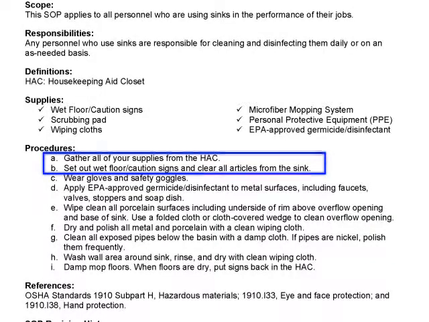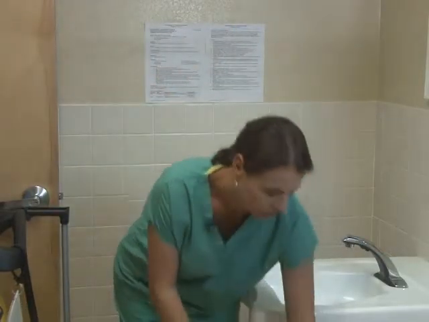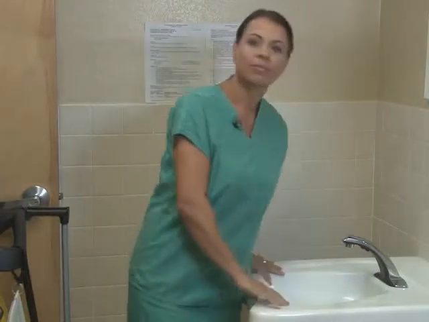Steps A and B of the procedure display. Gather all of your supplies from the HAC and set out wet floor caution signs and clear all articles from the sink. Marissa props up the signs and verifies the sink is clear. First, you go to the housekeeping aid closet and gather all your supplies, which I've already done. Now make sure to prepare the area that will be cleaned.